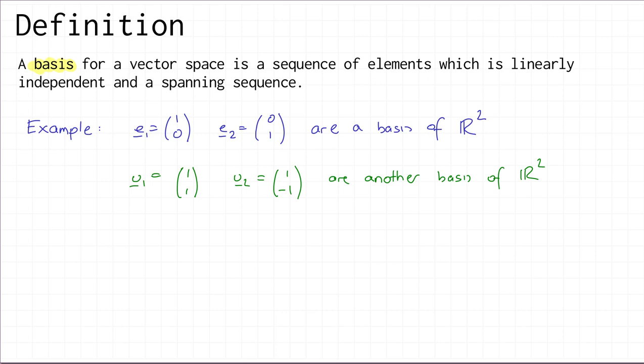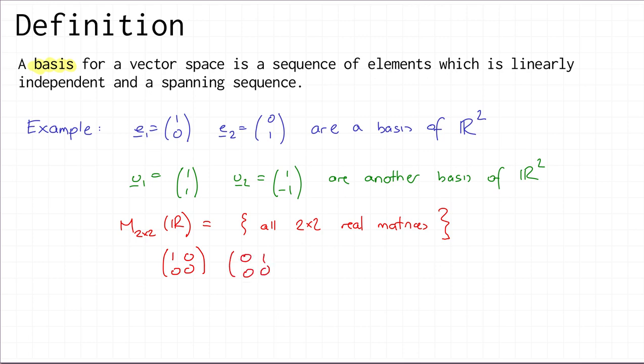Okay, let's take one third example just super quickly. If we let M2 by 2 of R be the set of all 2 by 2 real matrices, then I'm going to leave it to you to prove that the four matrices (1, 0; 0, 0), (0, 1; 0, 0), (0, 0; 1, 0) and (0, 0; 0, 1), those four elements of that vector space form a basis. Okay, so those are a few examples.